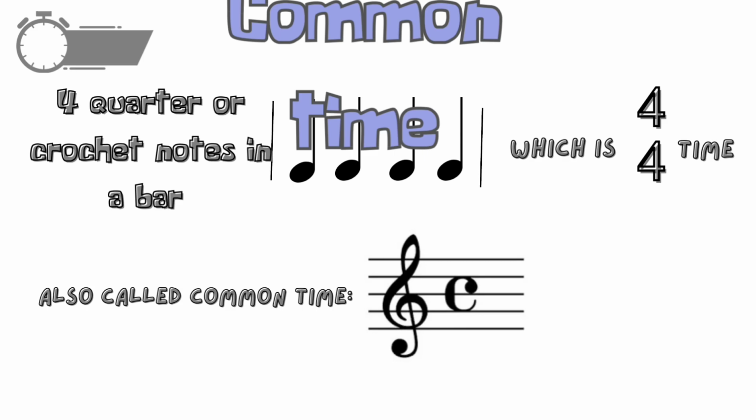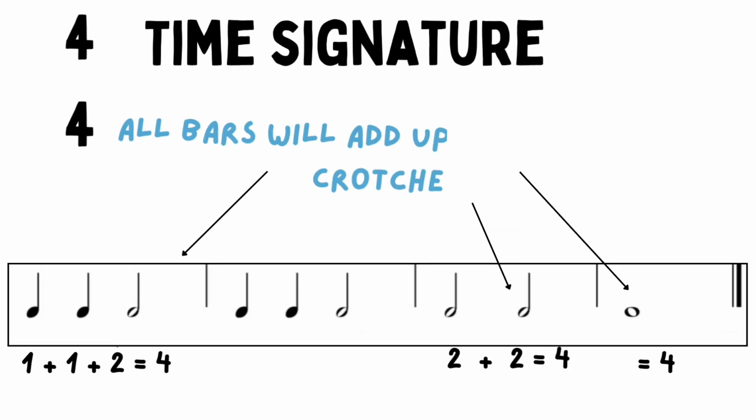Okay, so each bar is in groups divided by the bar lines, and all of the bars will add up to 4. Okay, so they will have different types of notes, but they will all add up to 4 if it's correct. Yeah, like the first bar, 1 + 1 + 2 equals 4, etc.